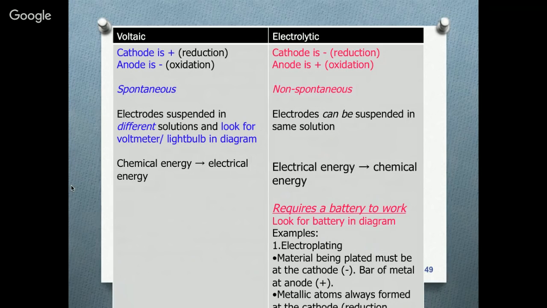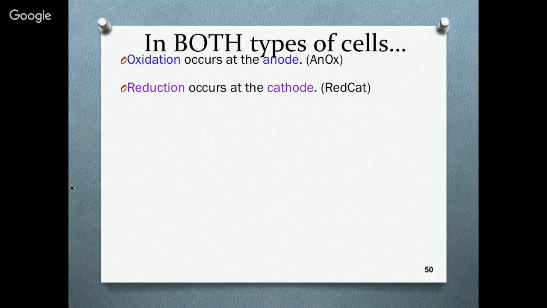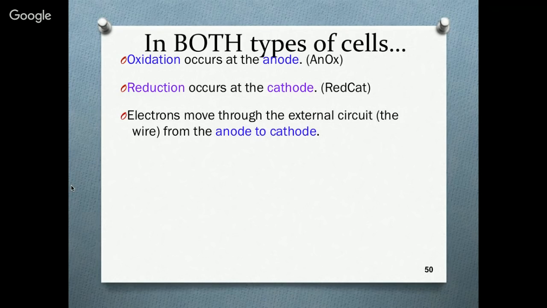You should know examples of electrolytic cells like electroplating, where the object, the spoon, the fork, the key, whatever, the object is the cathode and it's negative, and the anode is whatever else is in the beaker with it, and it is positive. In both cells, because this is something that people always forget, our acronyms work for everything. So as much as people hate acronyms, these acronyms will work for both.